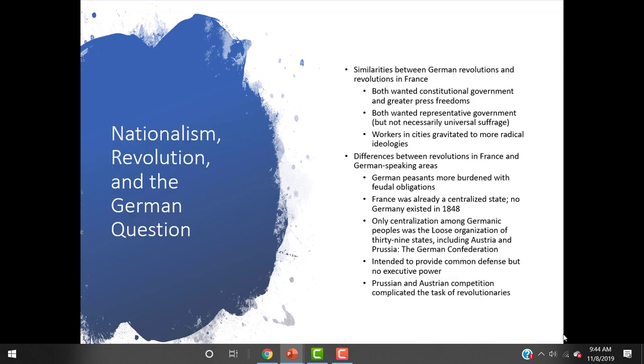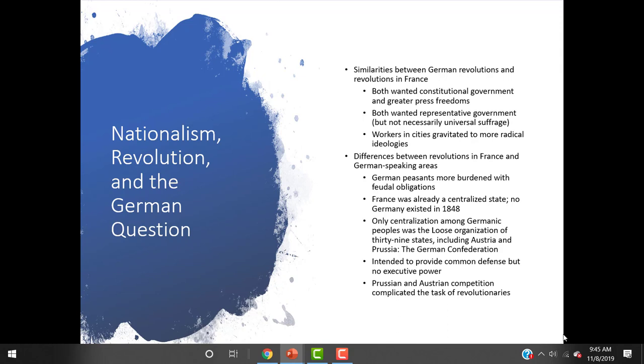But the similarities between the German Revolution and the revolutions in France were that both wanted constitutional government and greater press freedoms. Well, this is a reasonable desire. Both wanted representative government, although in Germany they didn't necessarily want universal male suffrage. But the workers in the cities gravitated to more radical ideologies. They wanted a little bit different things than they did out in the countryside.